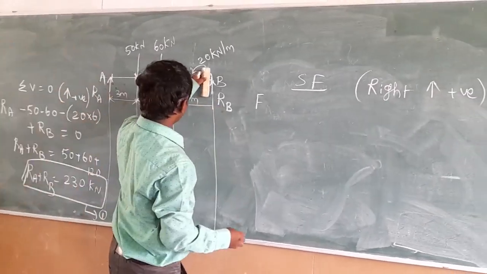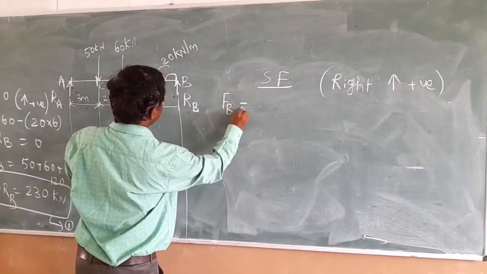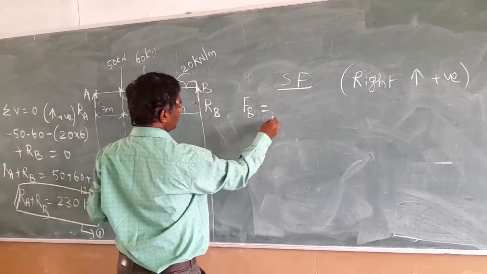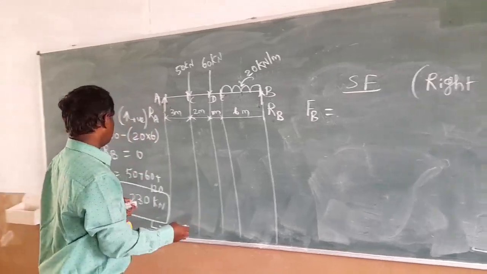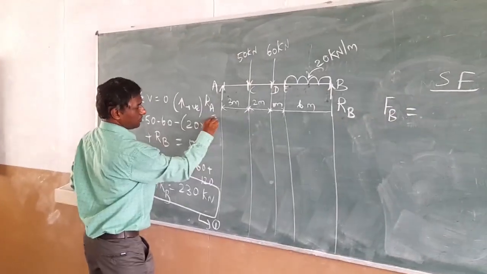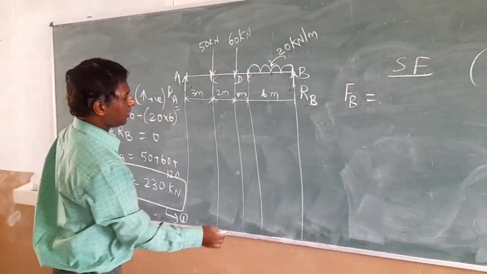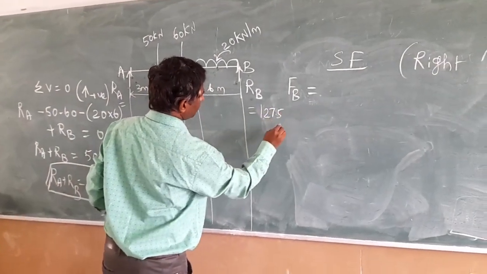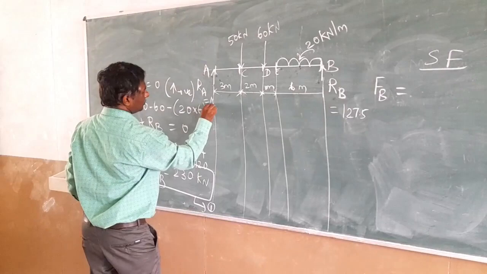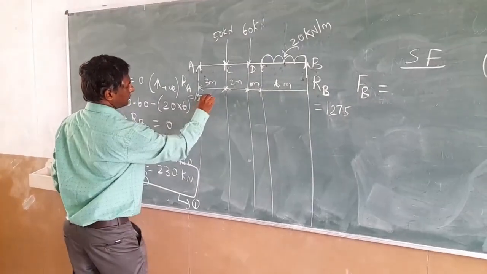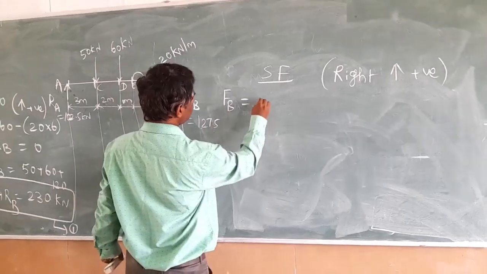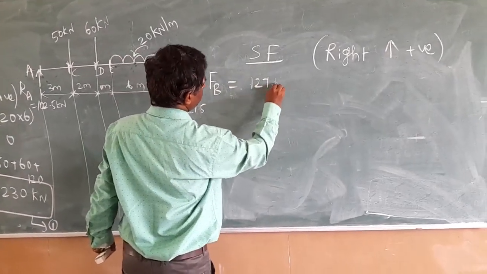So F at the B point, consider the right side. So right up value, so that is equal to positive. That value is equal to RB. Just mark this one. Okay. RA. So RB is equal to 127.5 kilonewton and RA is equal to 102.5 kilonewton. Okay. Here simply FB is equal to 127.5 kilonewton.